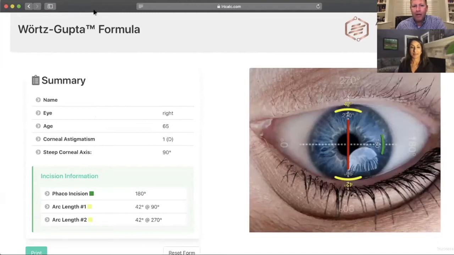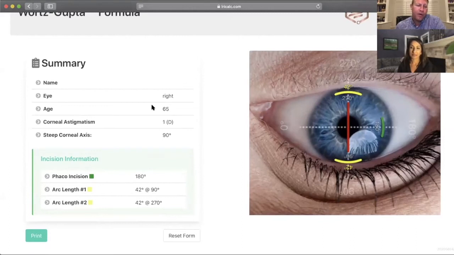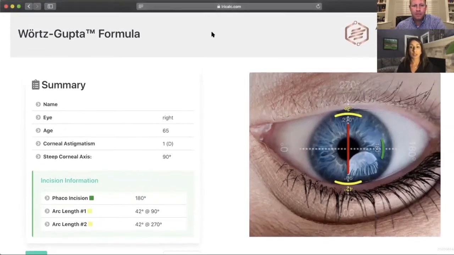And when we do that, we can see that we've got a nice summary of the information that we typed in, so that on the day of surgery, we can go back and double check that with our source document, such as the LENSTAR or other values. And you can see our phaco incision for the right eye is going to be temporal at 180. We're going to do two 42-degree arcs at 270 and 90. So we have a very simple formula. It's very straightforward. And the thing I like about it is it reduces the chance for transposition errors. Wouldn't you say it's been pretty easy in your practice as well? Absolutely, very easy. Just a huge simplification compared to what's out there.